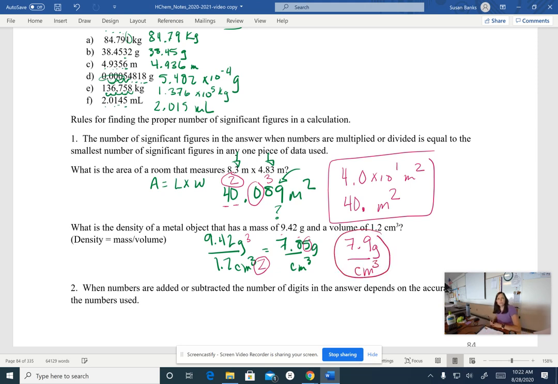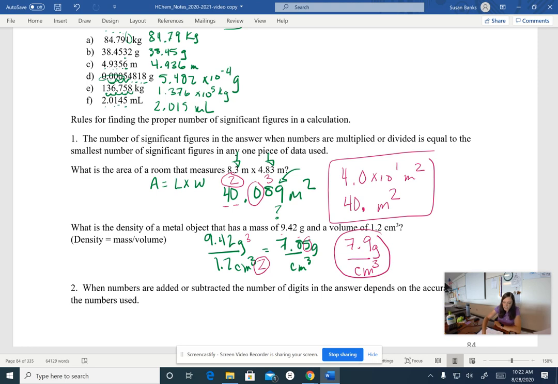Okay? So remember, when we are multiplying and dividing, we are always looking at the numbers that we are using as our input numbers. And the number that has the least amount of sig figs is what we are going to be able to report. So for example, if I have a number that has 3 sig figs and another number that has 4, I'm only going to be able to report 3. So we're always looking for the number that has the least amount of sig figs in our input numbers, and that's the amount of digits that we can report on our answer.